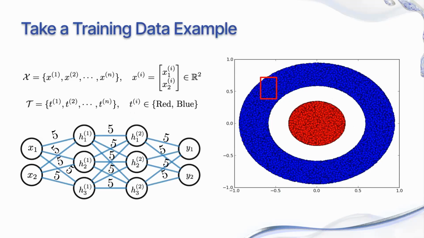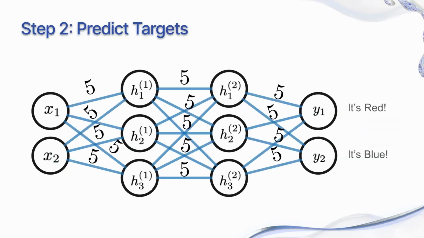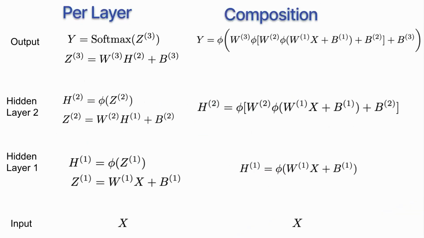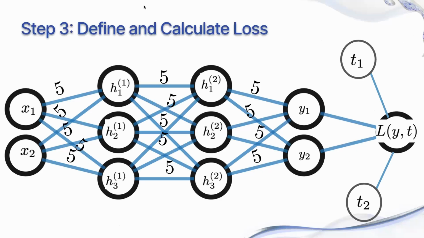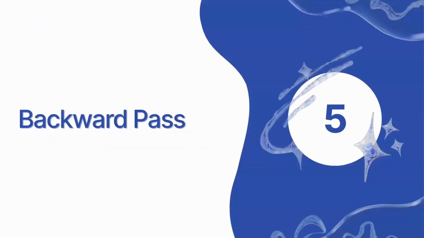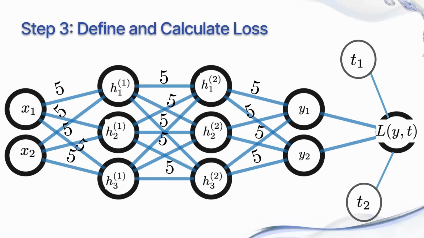We take a training data example, and we put that training example through our equation and compute our targets. It's a function, so when we put in our training example here, it calculates this weighted sum, then the activation function. Then it goes to here, weighted sum, activation function. Then it goes to here, weighted sum, activation function. And then we get our prediction. Then we define our loss and calculate the loss. So this is our forward pass.